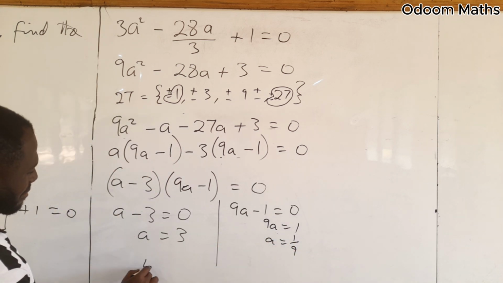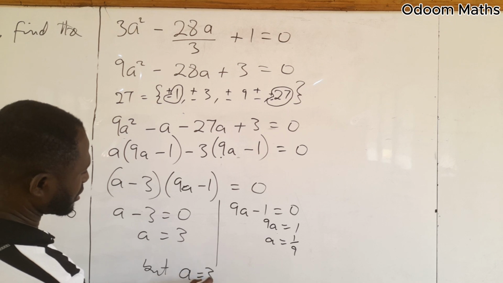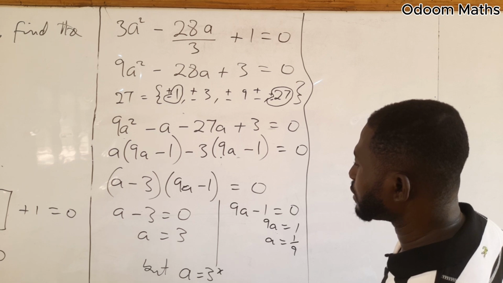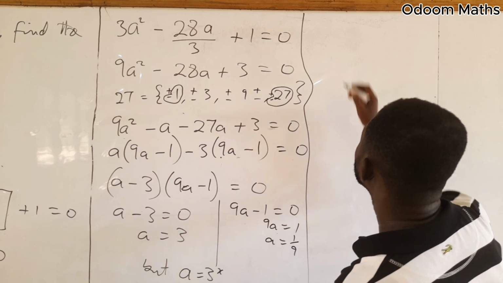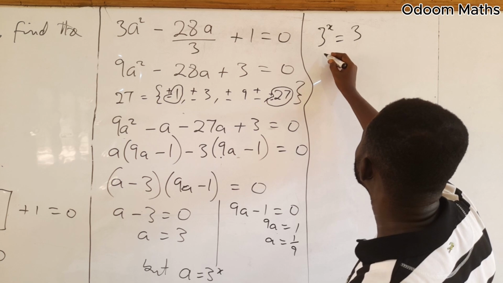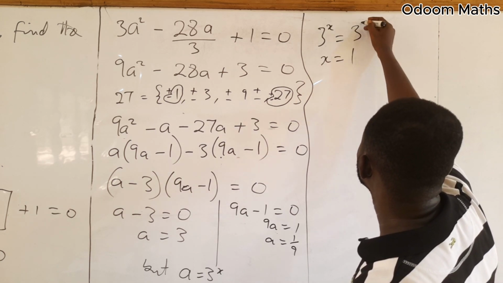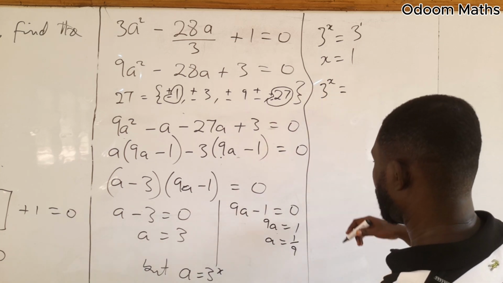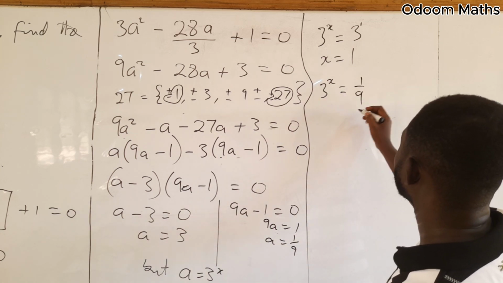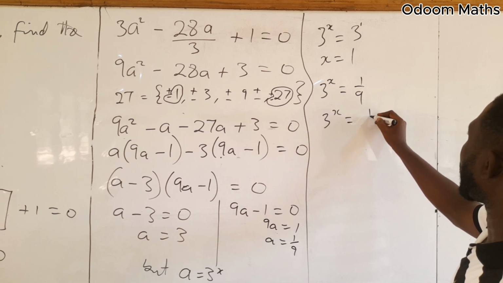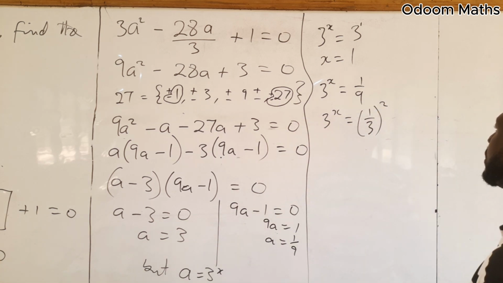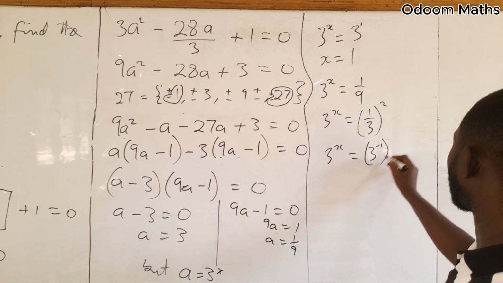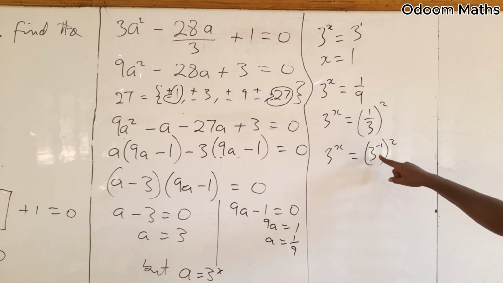Okay, but we are told that a should be equal to 3 to the power x. In this case, 3 to the power x is equal to 3, then it means x becomes 1, because this is 3 to the power 1, which is the same as 3. Then here, 3 to the power x is also 1 over 9. So 3 to the power x becomes 1 over 3 squared. And we can say that 3 to the power x becomes 3 to the negative 1 all to the 2, because 1 over 3 is the same as 3 to the power negative 1.